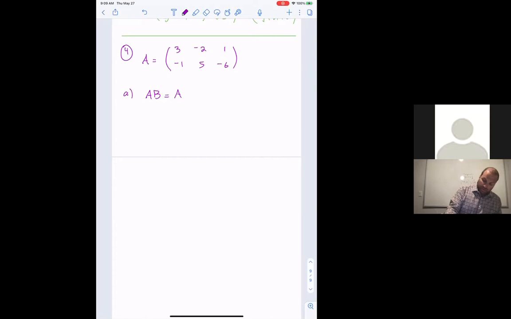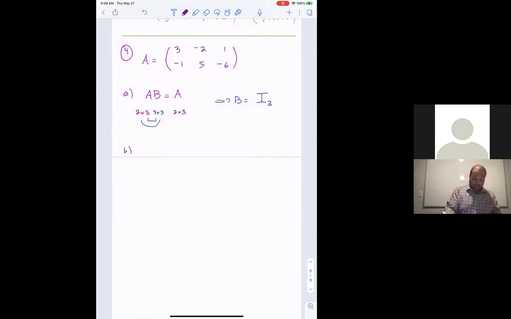Well, A is 2 by 3, and we end up with 2 by 3. So the only way that can work is if B is 3 by 3, so that these numbers match, I'm allowed to multiply, and I end up with the appropriate dimensions. So what is B? B is the 3 by 3 identity matrix.